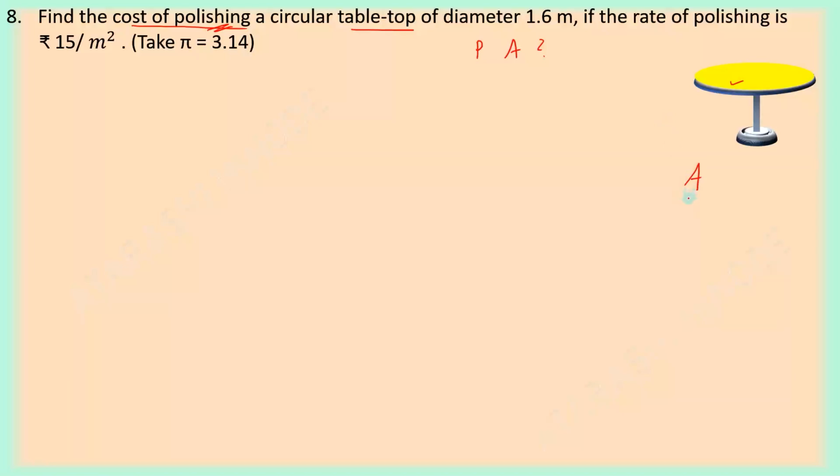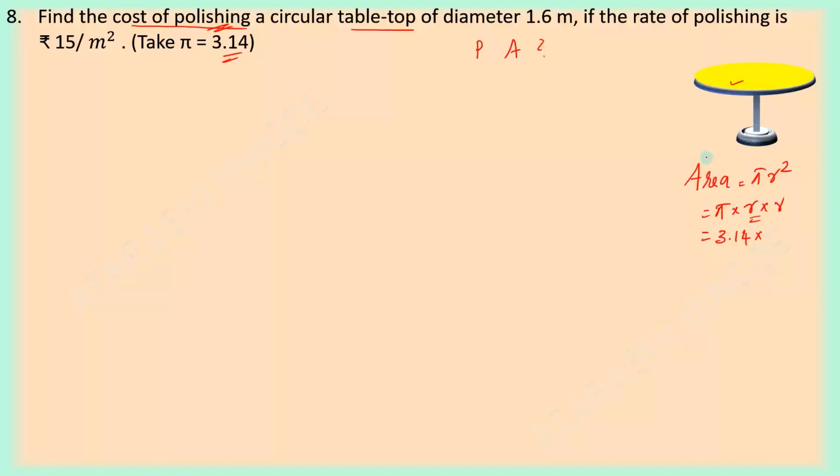And what is the formula for finding the area? Since the tabletop is circular in shape, the formula for finding the area is pi r square. That is equal to pi into r into r. Here pi is given, that is 3.14. So 3.14 into what is r? It is the radius of this tabletop.